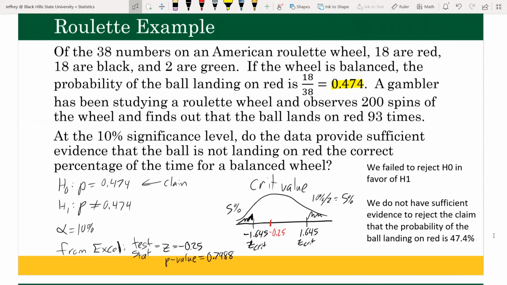So, in conclusion, we do not have sufficient evidence to reject the claim that the probability of the ball landing on red is 47.4%. Something to keep in mind is the way we interpret the conclusion does depend on where the claim is. Since the claim is in the null hypothesis, we are trying to either reject or fail to reject the claim. In the last example, the claim was in the alternative, so we were either trying to find evidence to support the claim or we failed to support the claim.